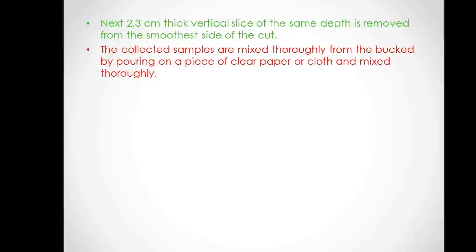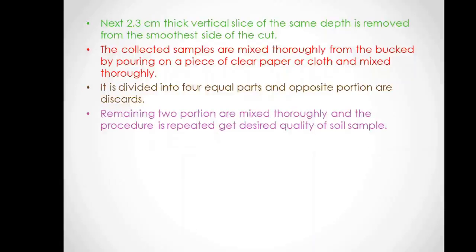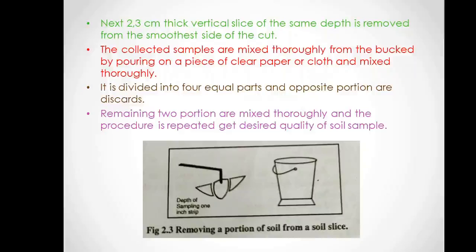The collected samples are mixed thoroughly in a bucket, then poured onto a piece of clear paper or cloth and mixed thoroughly. It is divided into four equal parts and opposite portions are discarded. The remaining two portions are mixed thoroughly and the procedure is repeated to get the desired quantity of the soil sample. The figure shows the sampling pattern.